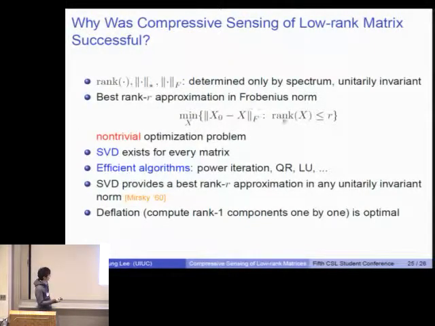As an optimization problem, this is quite challenging, and mostly it can be nonconvex. But there was some magic. For every matrix, there exists a singular value decomposition. That was a magic. And there are efficient algorithms, power iteration, or QR, LU. So we can already compute the decomposition in an efficient way. And there is more. Mirsky has shown that singular value decomposition provides the best rank-r approximation in any unitarily invariant norm, and deflation, that is computing rank-one components one by one, can be optimal.